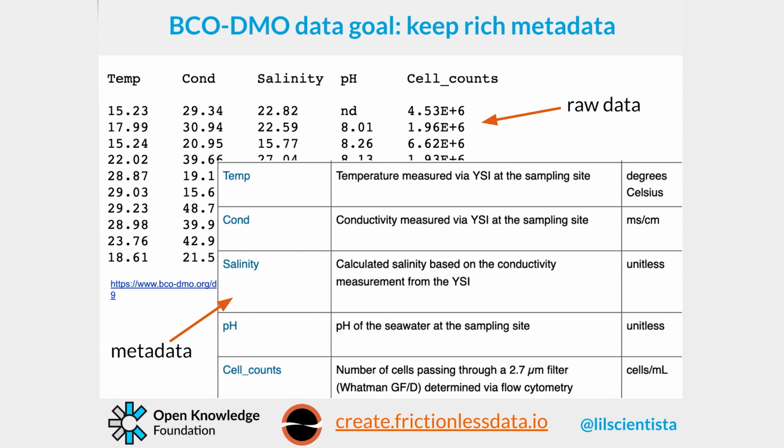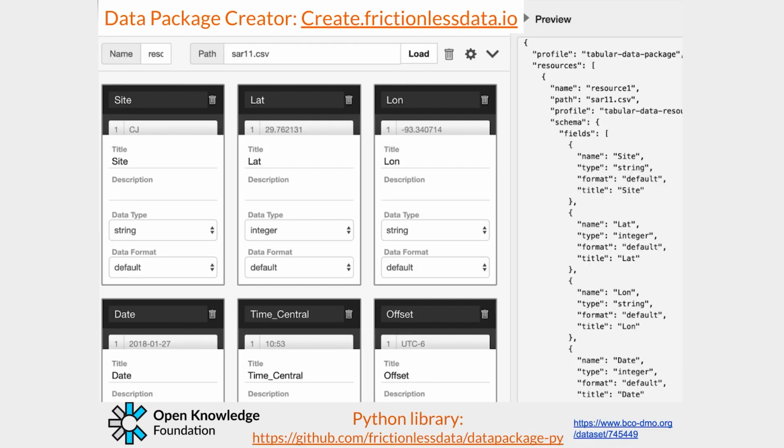And I'm going to show you one way you can do that with frictionless tools. And first, we're going to use the create.frictionlessdata.io, which is a browser tool called Data Package Creator. And again, this is a user-friendly tool, no programming required. But we also have it in a Python library version where you can do even more with this concept.